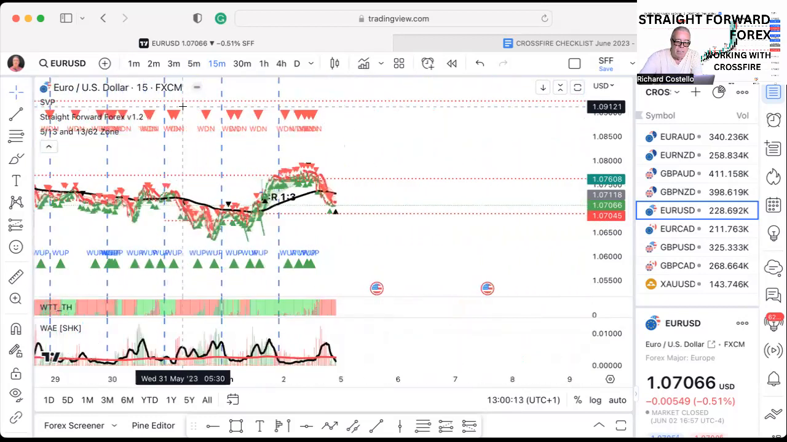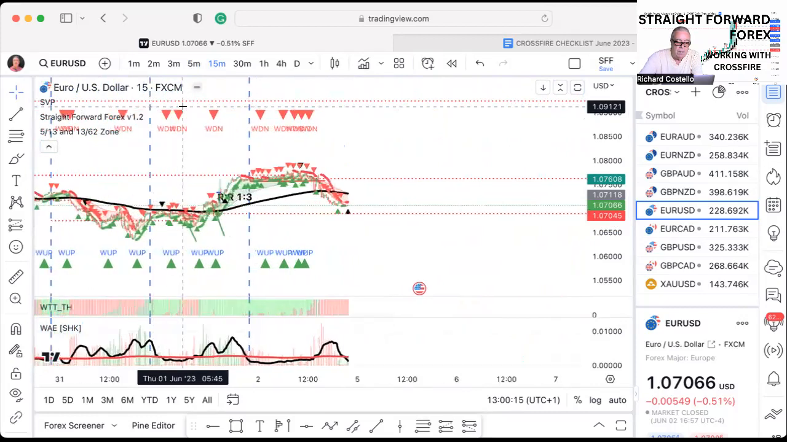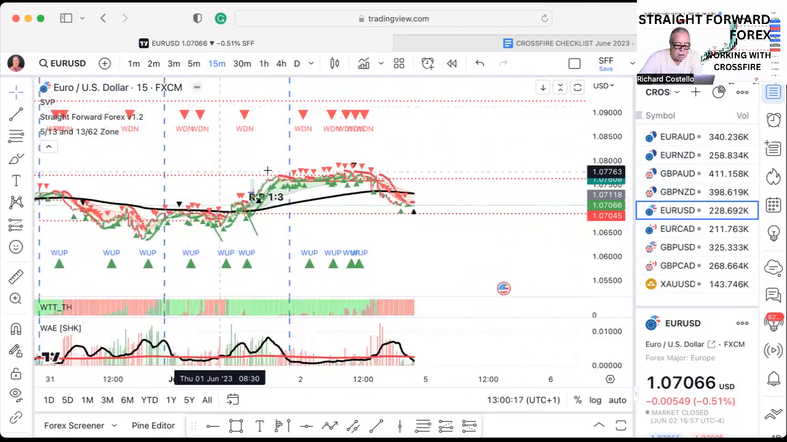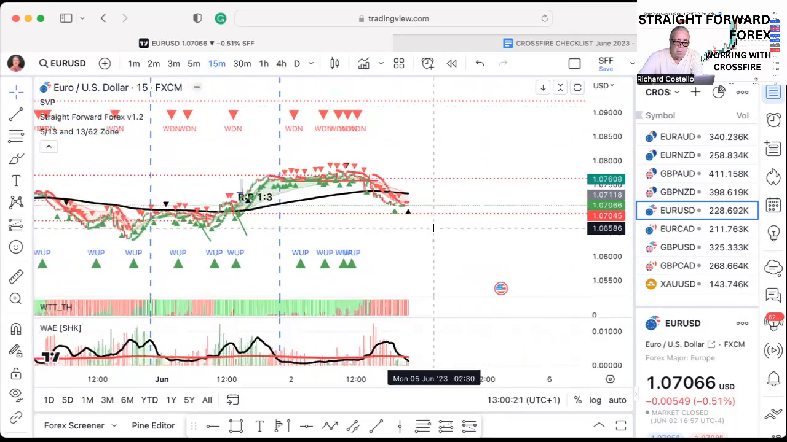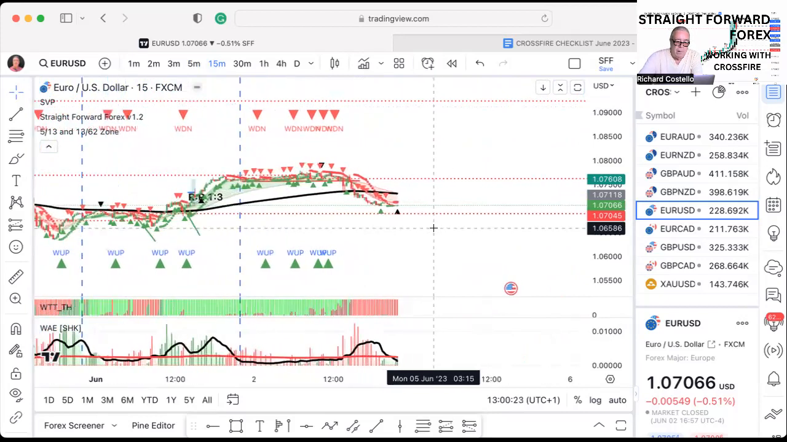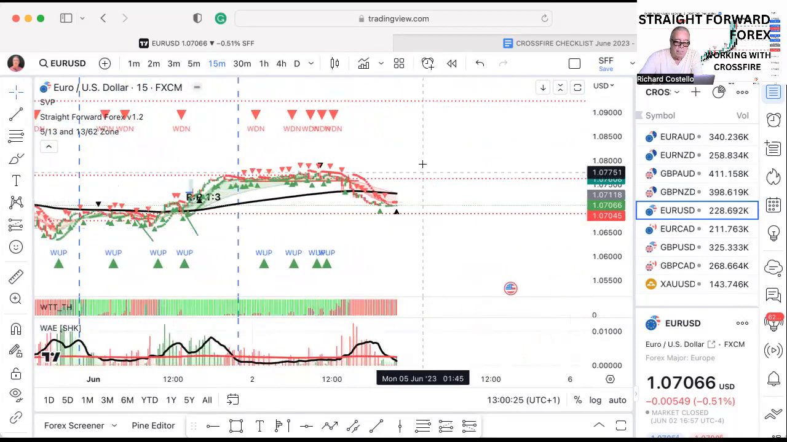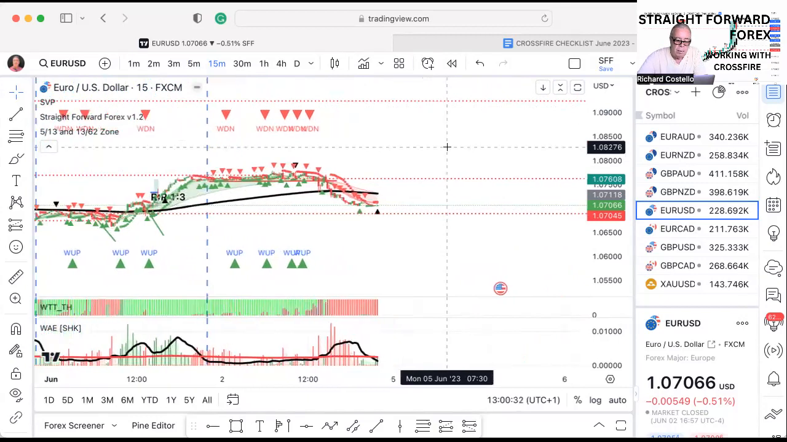So if you're looking at Euro USD on Monday morning, I'm talking to you on Saturday the 3rd of June. If you're looking on Monday the 5th, there's 1, 2, 3 potential targets and they could be used as take profits.